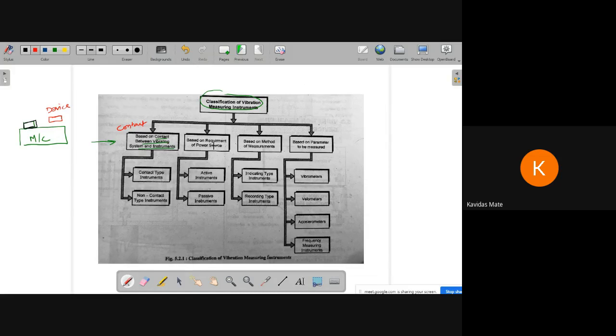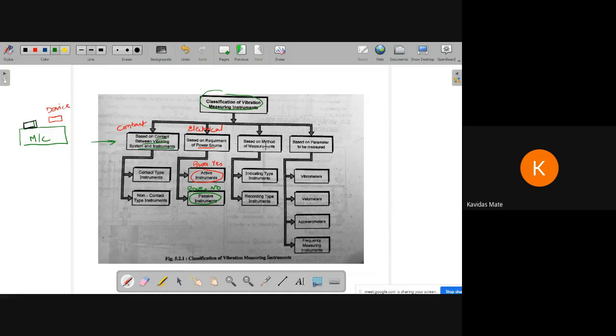The second classification is based on the requirement of power. When I talk about power, it is to be understood as electrical power. If you require power, it is called an active instrument. If you don't require power, then it is called a passive instrument. So this is based on power requirement.